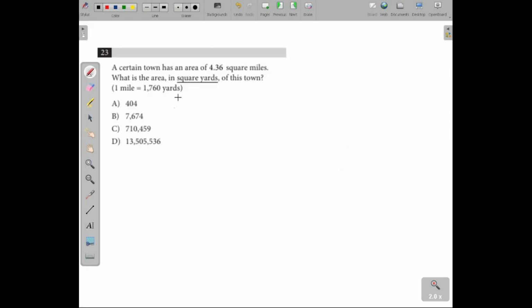Number 23. A certain town has an area of 4.36 square miles. What is the area in square yards of this town? And we know that 1 mile is equal to 1,760 yards. So we need to convert these square miles to square yards. Let's start. 4.36 square miles.